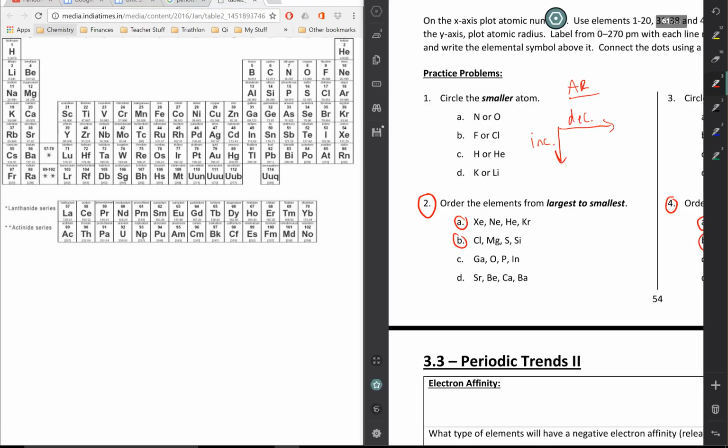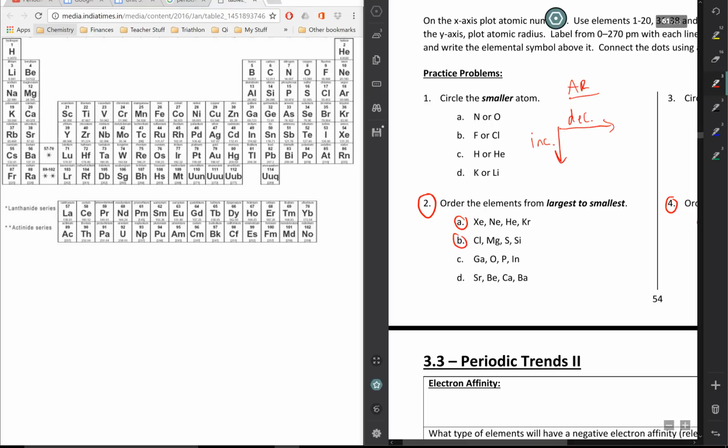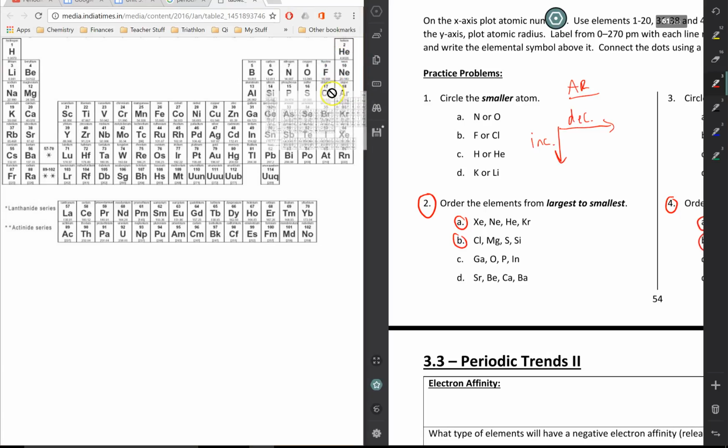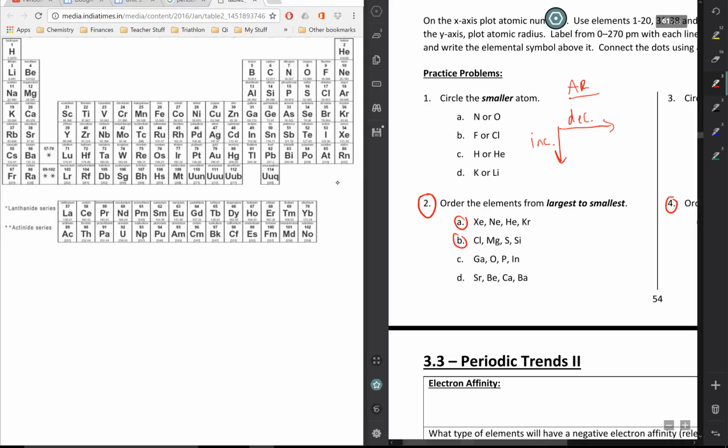So for the case of question A, we've got xenon, neon, helium, and krypton. So I want to find those on the periodic table. And if you look at your periodic table, you can see that they all fall into the noble gas category. They're all in the 18th column. As I go down a group, the size of the atom increases. So we're going to go from largest to smallest.